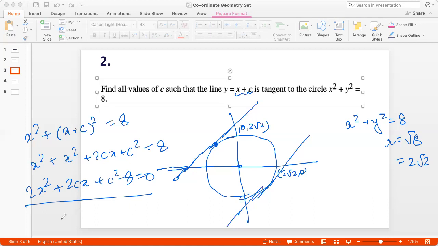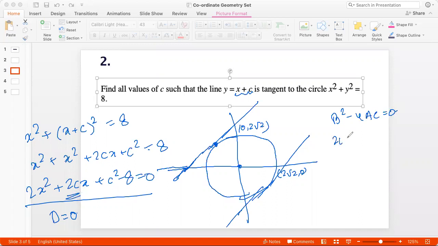So for a single solution, the discriminant has to be 0. And the discriminant is defined as b squared minus 4ac for any quadratic equation. And that has to be 0. So when I say b squared minus 4ac is 0, my b is 2c. So (2c) whole squared minus 4 times my a, which is 2, times my c, which is c squared minus 8.